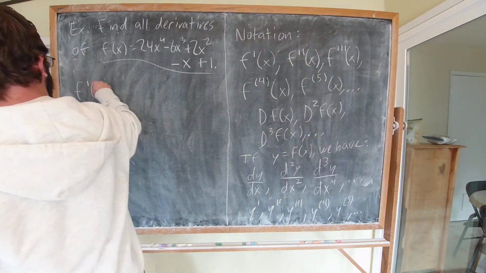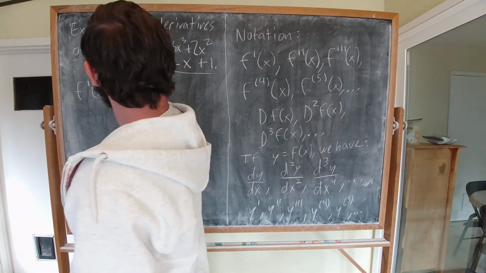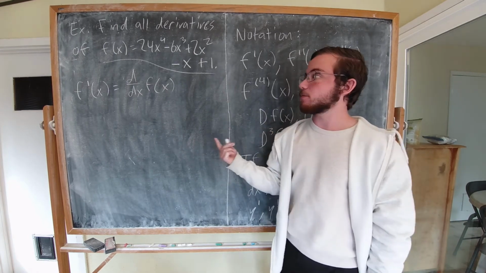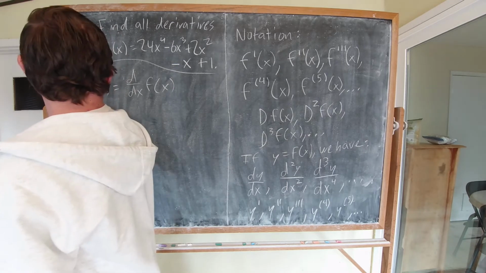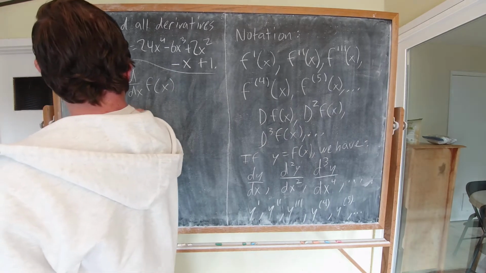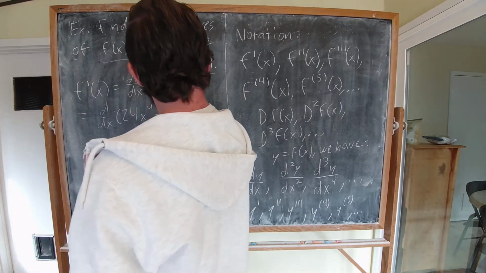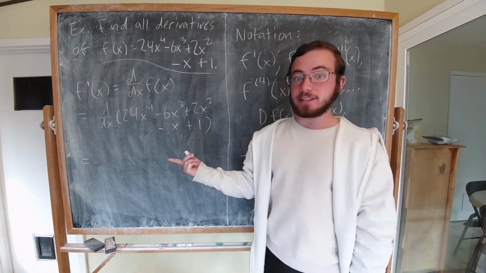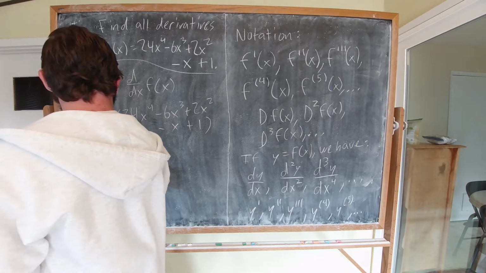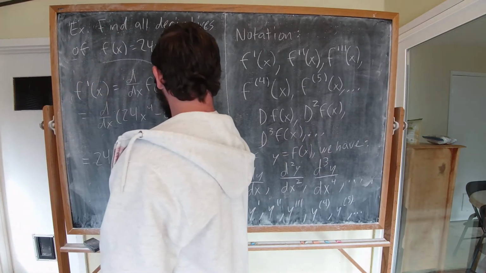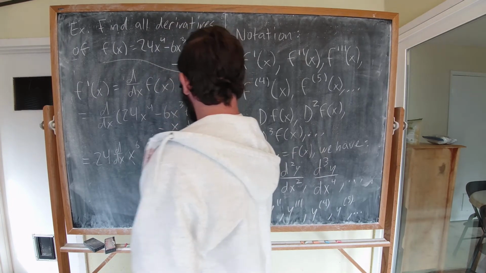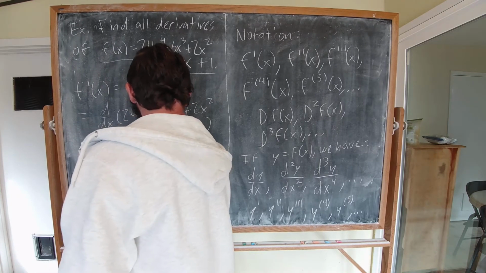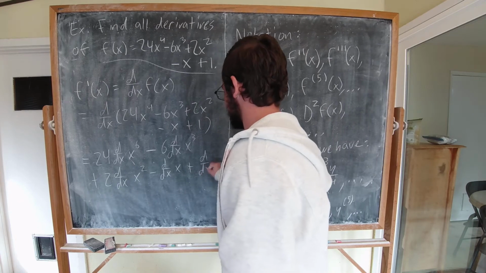f prime of x is equal to d dx of f of x, which this one I'll do full out, and then the other ones I will do without the steps. d dx of 24x to the fourth minus 6x cubed plus 2x squared minus x plus 1, which, applying the sum rule and scalar multiples rule, is 24 d dx of x to the fourth minus 6 d dx x cubed plus 2 d dx x squared minus d dx x plus d dx of 1.